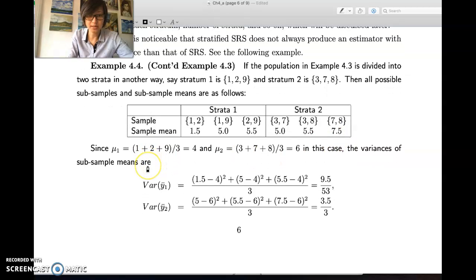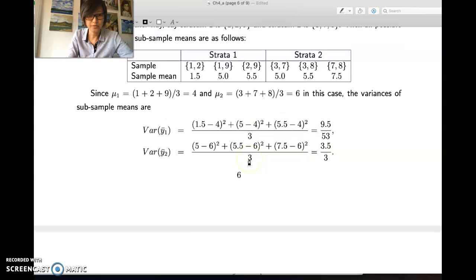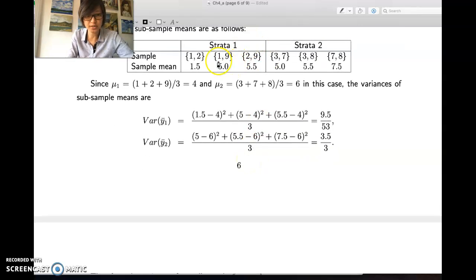Then we can calculate the overall distribution of the y bar under stratified random sampling. And within the two strata, we can also calculate the true variance.